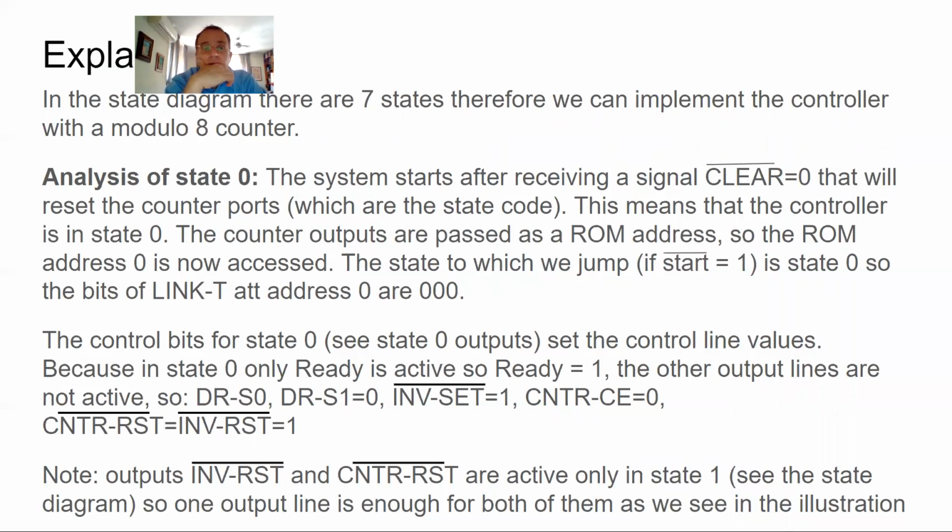In analysis of state 0, the system starts after receiving a clear, inverted clear equals 0. That will reset the counter ports, which are the state code. This means that the controller is now in state 0. The controller outputs are passed as a ROM address. So the ROM address 0 is now accessed. The state to which we jump, if start is equal to 1, is state 0. So the link bit address are 0.